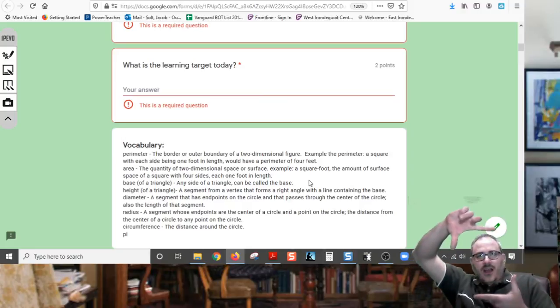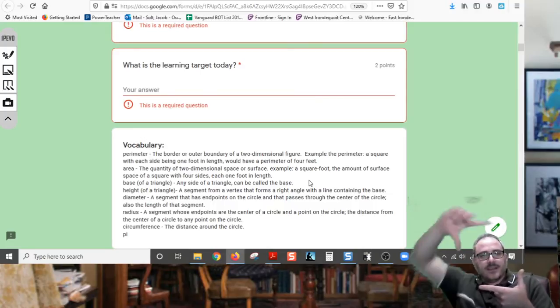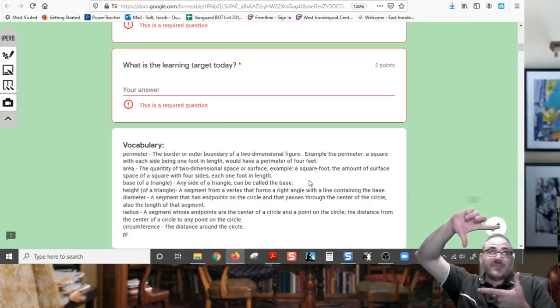So if you had that square where each side length is 1 foot, you'd have a 1 foot square of space, because you'd have 1 times 1, that much area. You'd have 144 square inches, wouldn't you?